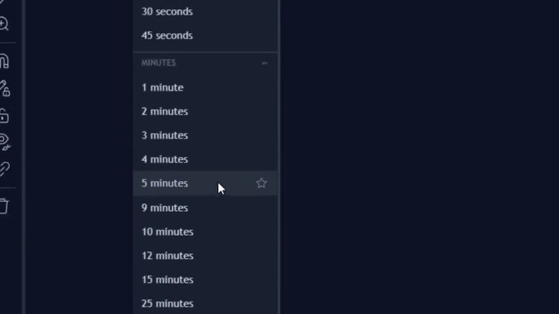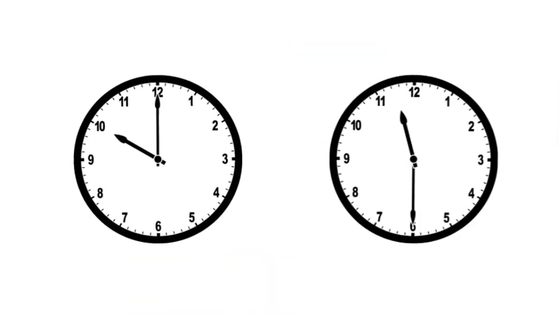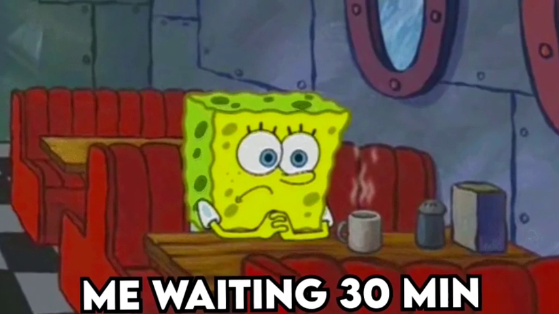Next step, go to the 5-minute time frame. We are only gonna look for trades at exactly 10 a.m. to 11:30 a.m. That's Eastern Standard Time. Or in other words, 30 minutes after the market opens.